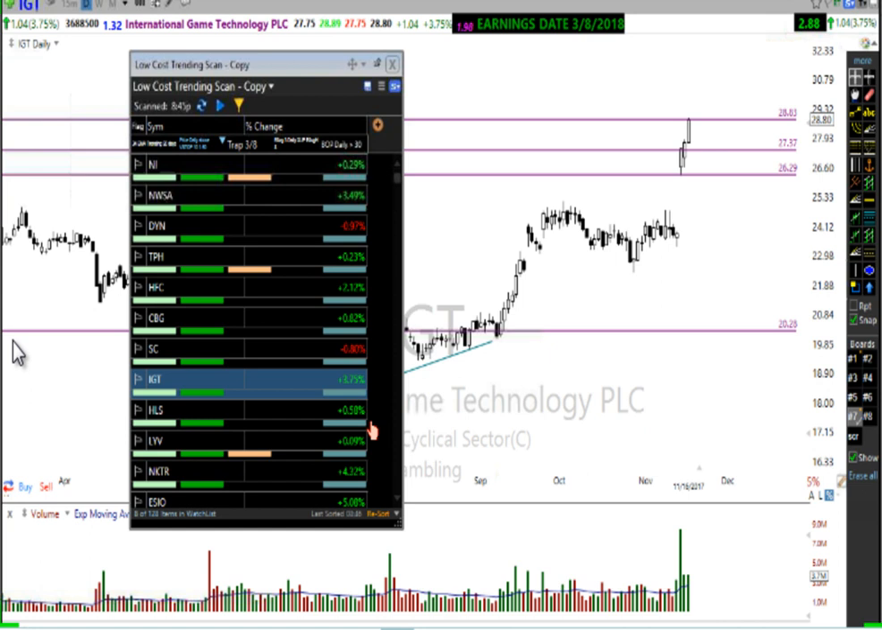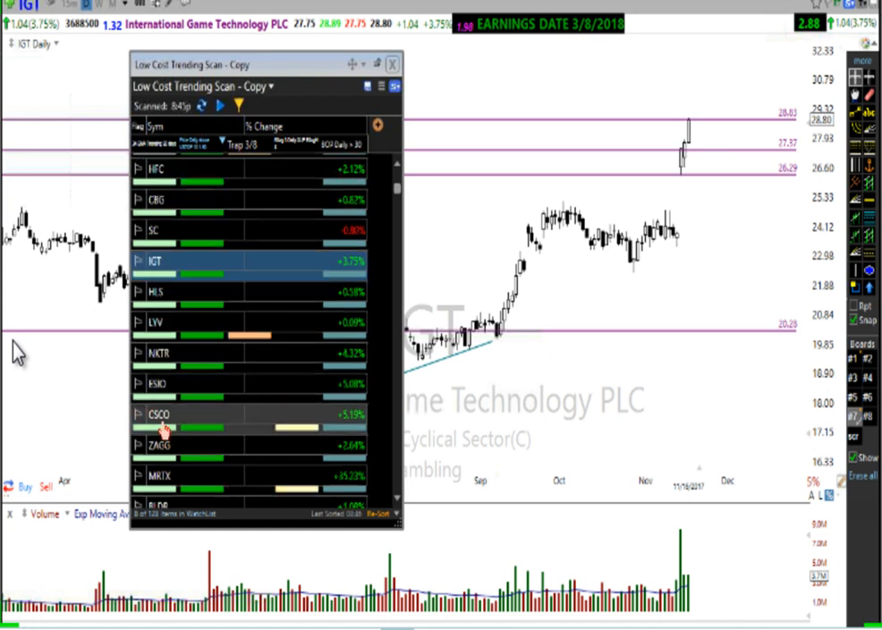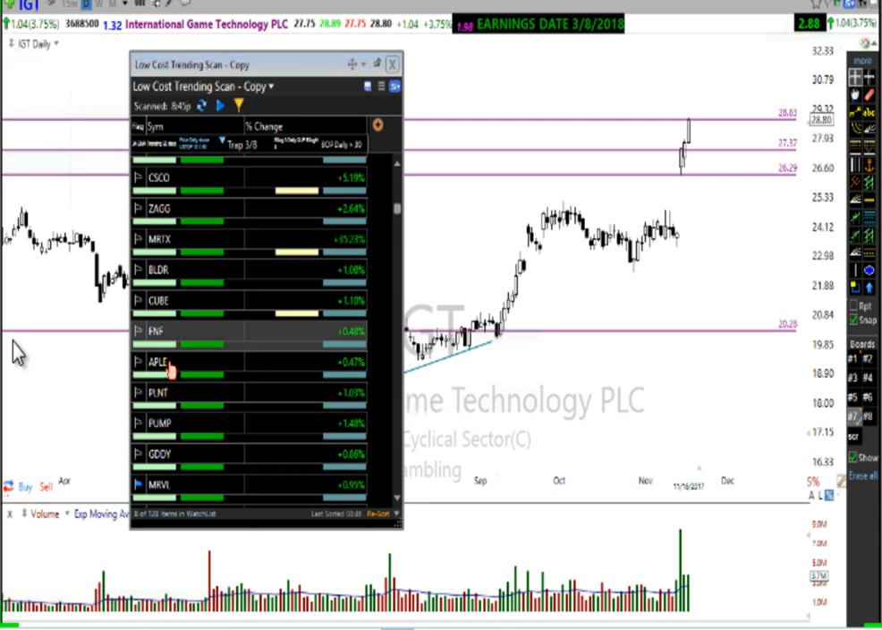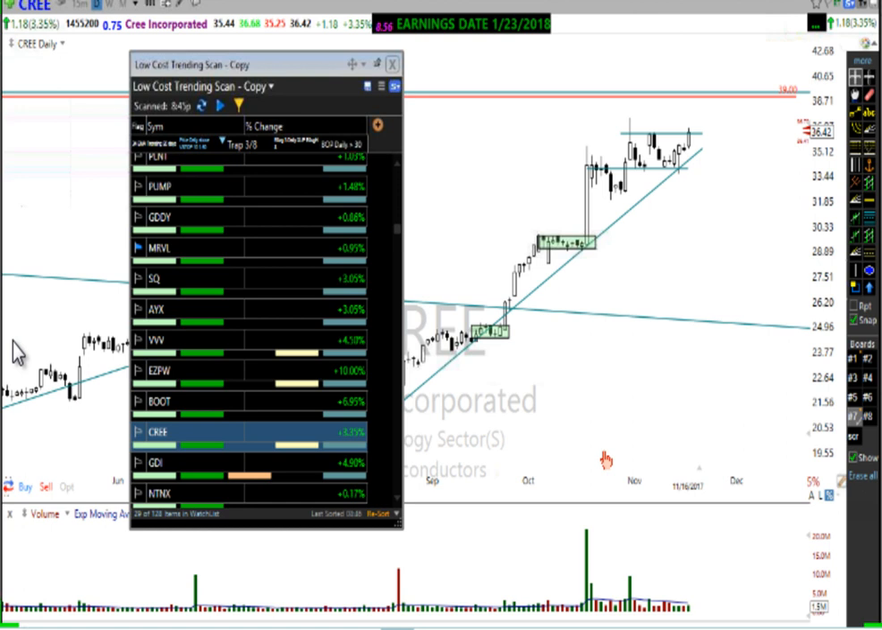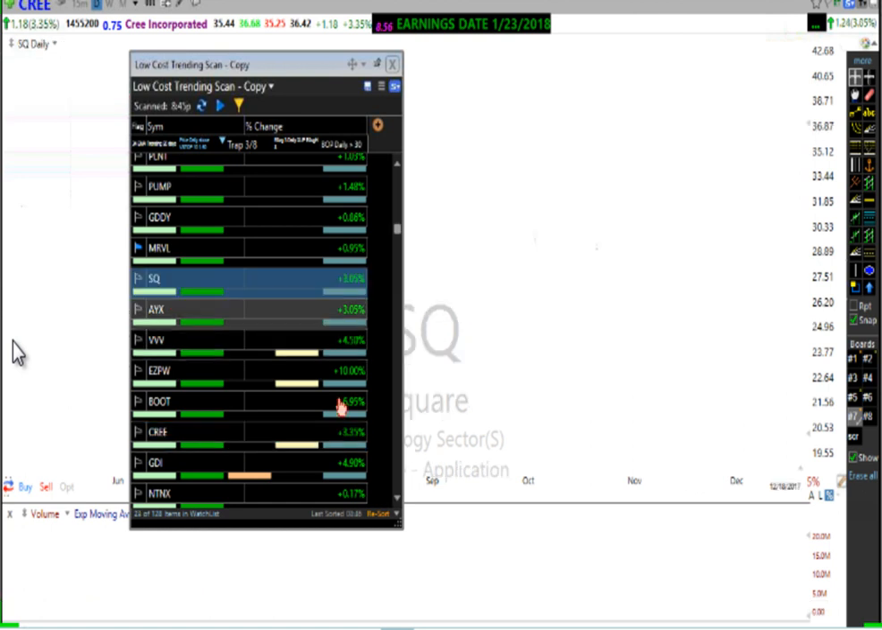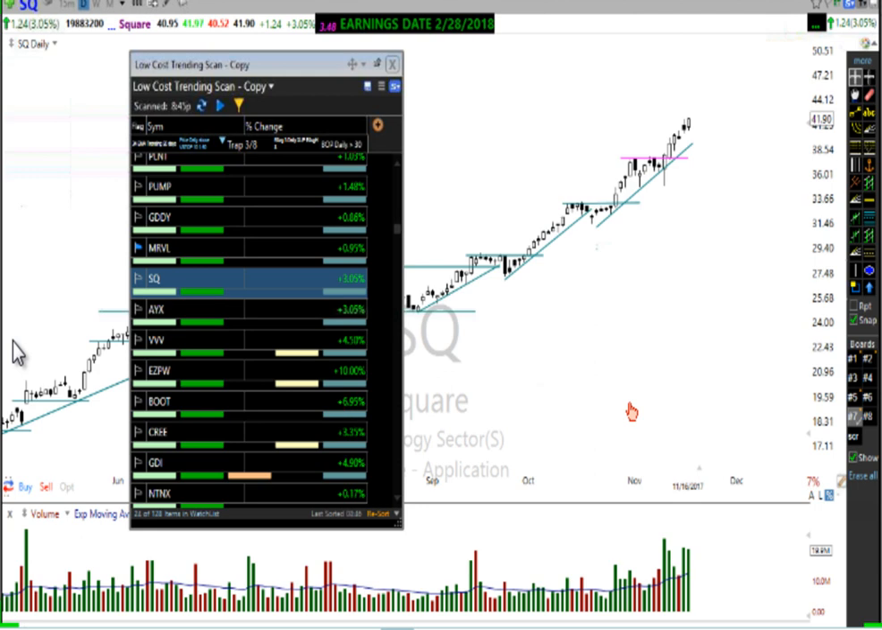I build this watch list of good trending stocks that have concise price action, and then I wait for the trade. You can see that ZAG is in here. Look at all these charts in here that could be very good potential trades. And all we have to do is wait for them, like CREE that we're in right now, and SQ that we're in right now, Lightway Options.